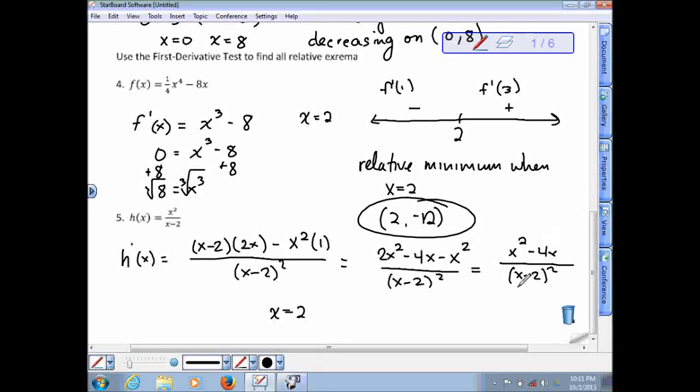Now we have to find out where the first derivative is equal to 0. Because it's a rational expression, it's only ever going to equal 0 when the numerator here is equal to 0. So there's two values of x that will make the numerator equal to 0. It's x equals 0 and x equals 4. So those are three critical values that we have. So if we test those, 0, 2, 4.